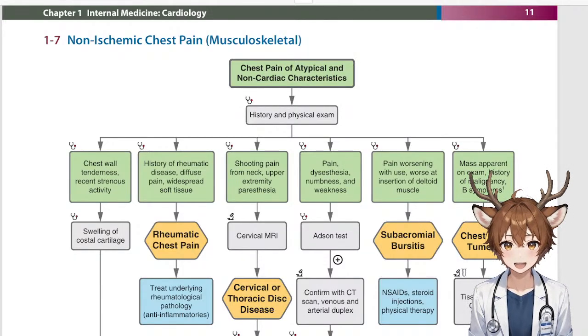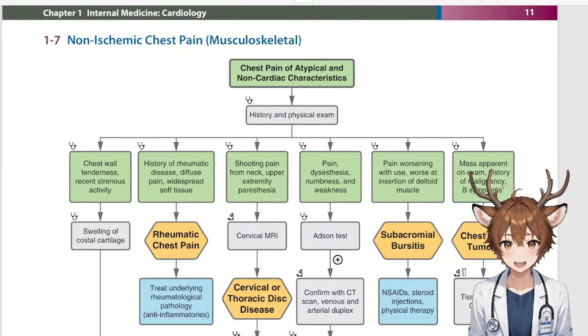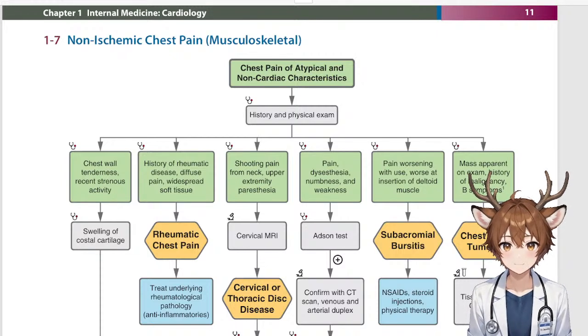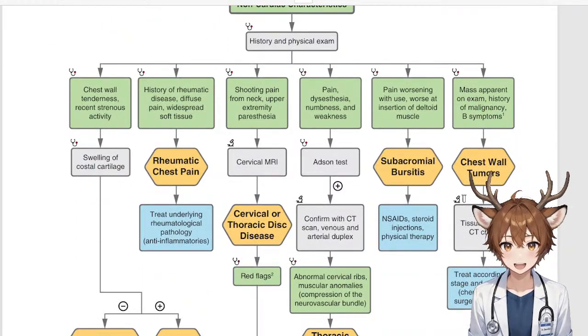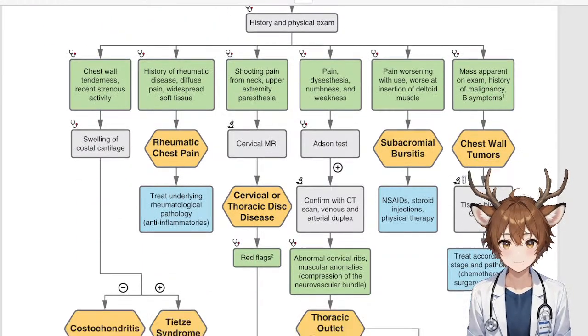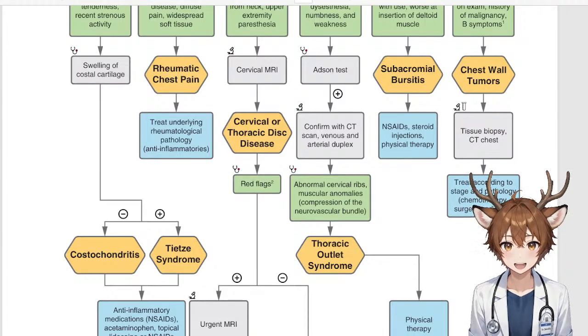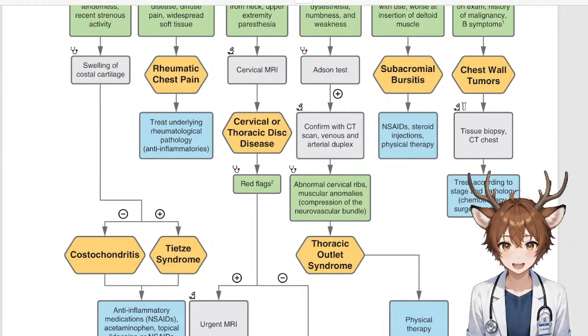So non-ischemic chest pain, musculoskeletal, chest pain of atypical and non-cardiac characteristics, history and physical exam. So let's say we do a history and physical exam, and we see chest wall tenderness, recent strenuous activity. In that case, you see swelling of costal cartilage, if we're looking at it further. In that case, we think positive or negative. If it's positive for swelling of costal cartilage, we're thinking Tietze syndrome. I don't know how to pronounce that.